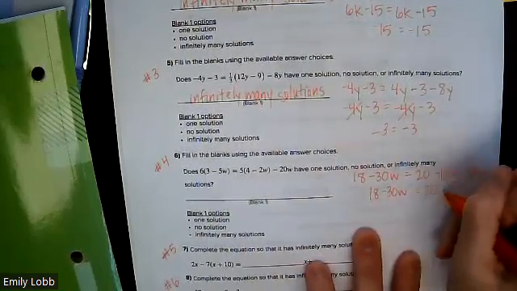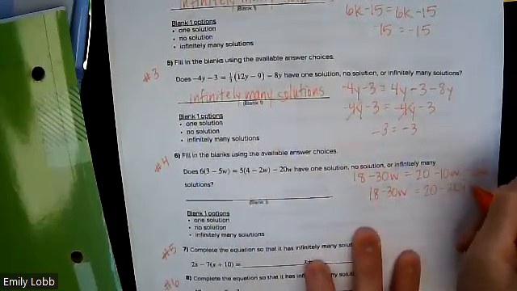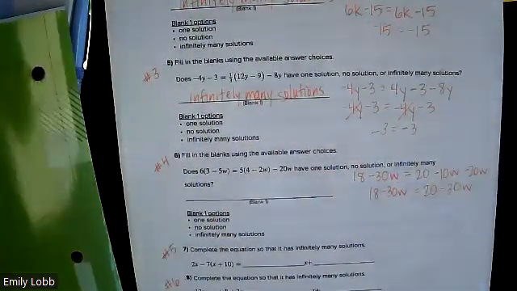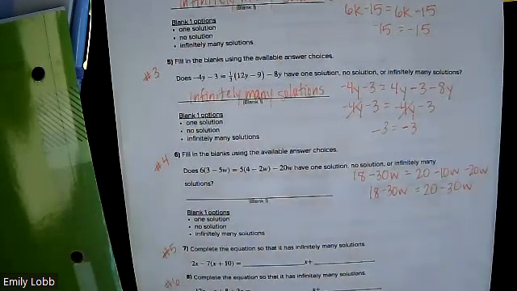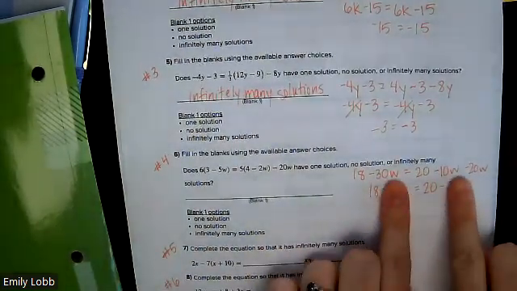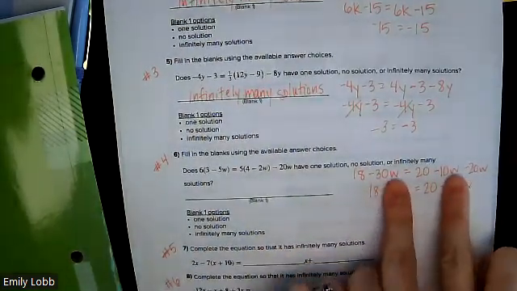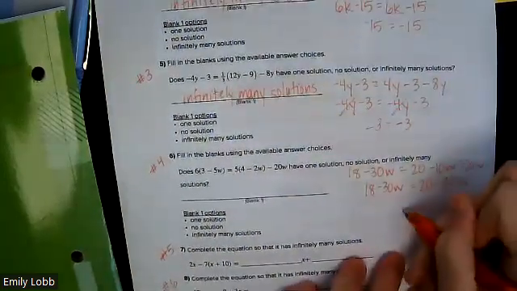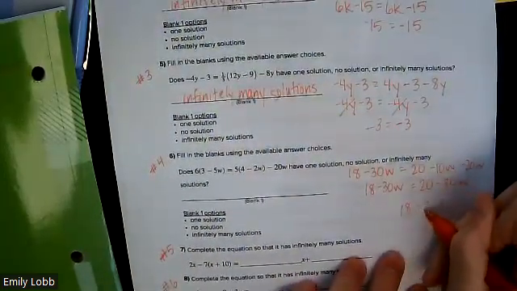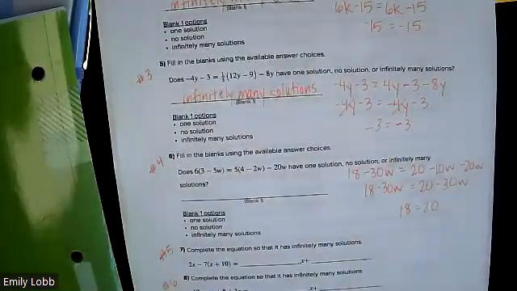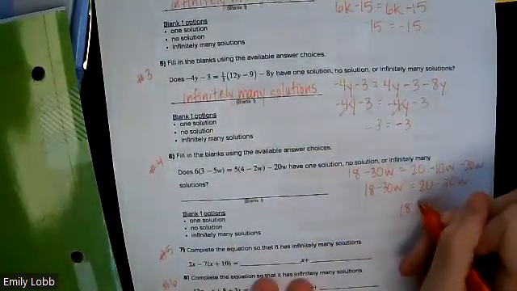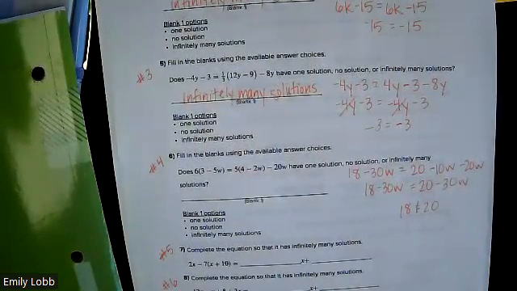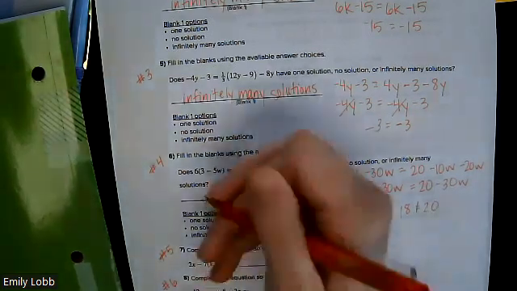Equals 20 minus 30W. So if we go to add 30W to get rid of it on the right, guess what would happen? We would get rid of it on the left too. So we would be left with 18 equals 20. Is that true? 18 does not equal 20, never ever, right? So one solution, no solution, or infinitely many solutions? No solution.